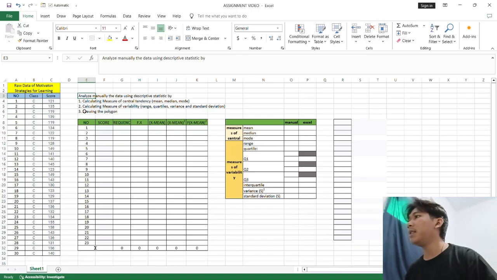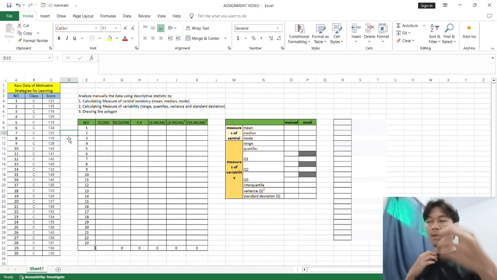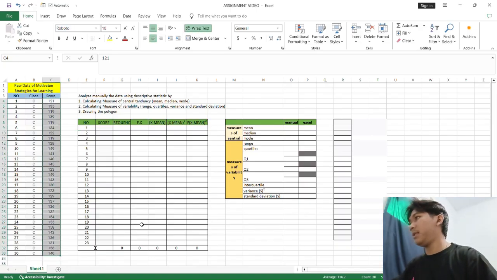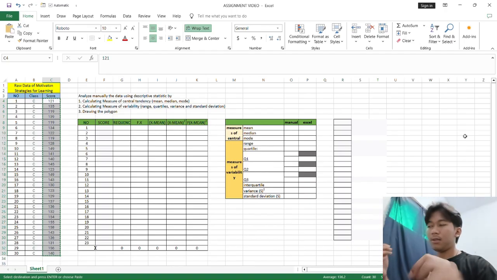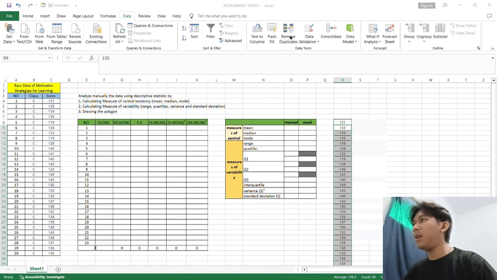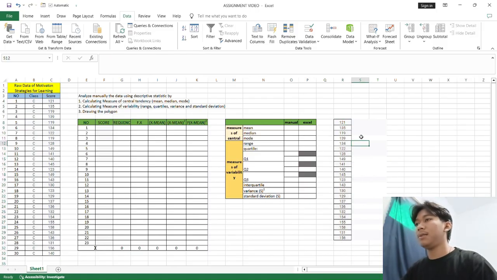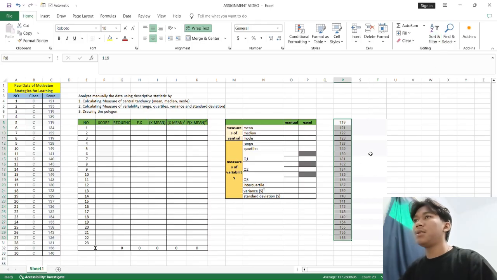Today we are gonna analyze the data using descriptive statistics by calculating the measures of central tendency, calculating measures of variability, and then drawing the polygon in Excel. So let's go. First thing first, we're gonna eliminate the duplicates in the data. I'm gonna transfer the data right here, click on the Data tab, and then click on Remove Duplicates. Okay, and then after that we are gonna sort it from the smallest to the largest.